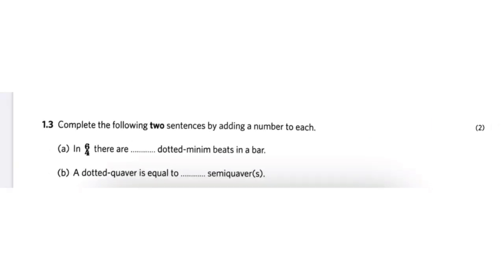In the next question, a dotted quaver is equal to how many semiquavers? So in the working space, we'll write it down. The dotted quaver looks like that, equals how many semiquavers? And then in the working, we can calculate. 1 quaver equals 2 semiquavers, and the dot is half of it, so it's 1 semiquaver. So in total we'll get 3 semiquavers.